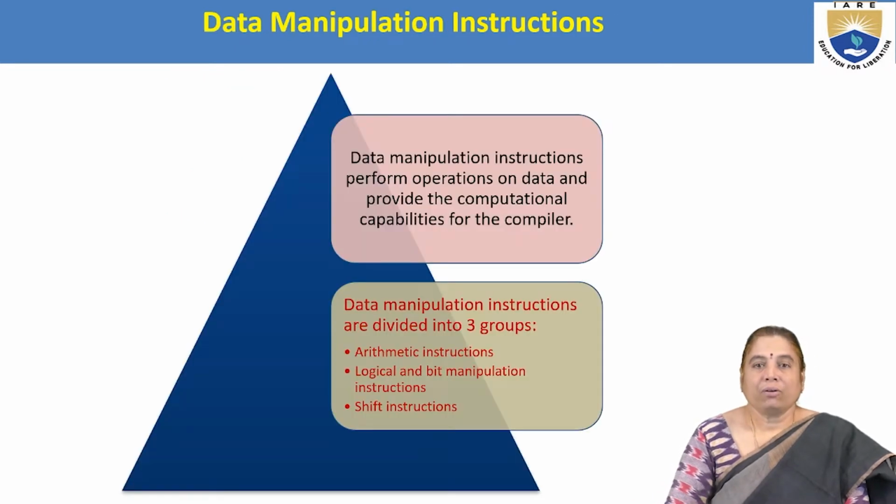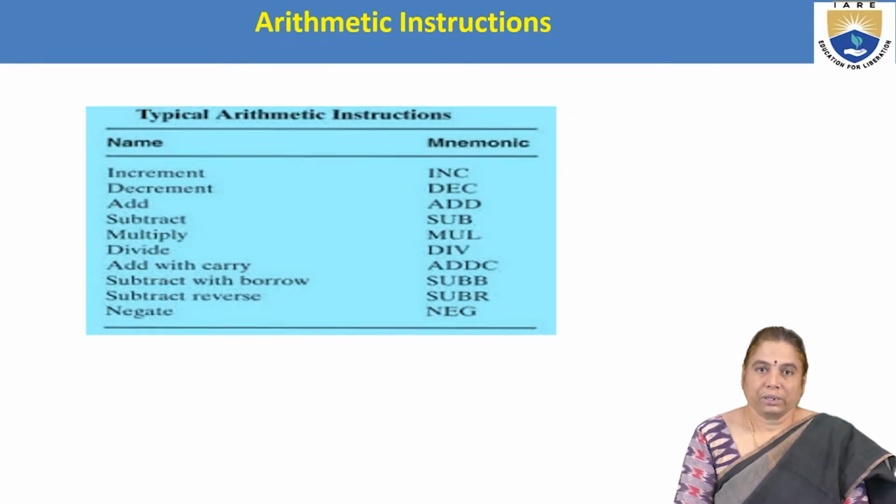The next category of instructions in the assembly language is data manipulation instructions. Data manipulation instructions provide processing capability and computational capability for the computer. There are three varieties of data manipulation instructions: arithmetic instructions, logical or bit manipulation instructions, and shift instructions. What are arithmetic instructions? Arithmetic instructions are generally used for computational purposes. They are used to perform arithmetic operations.